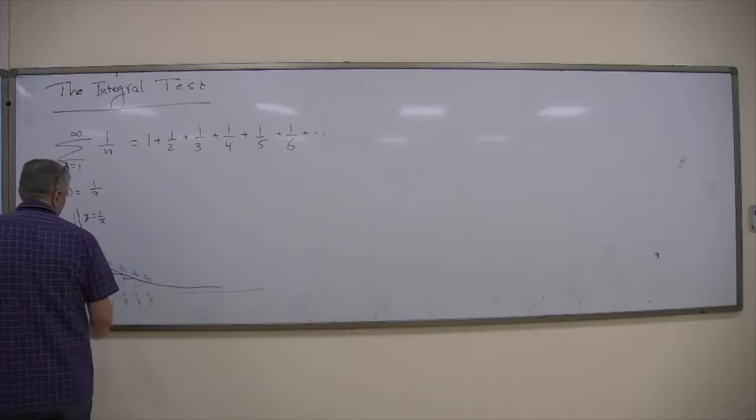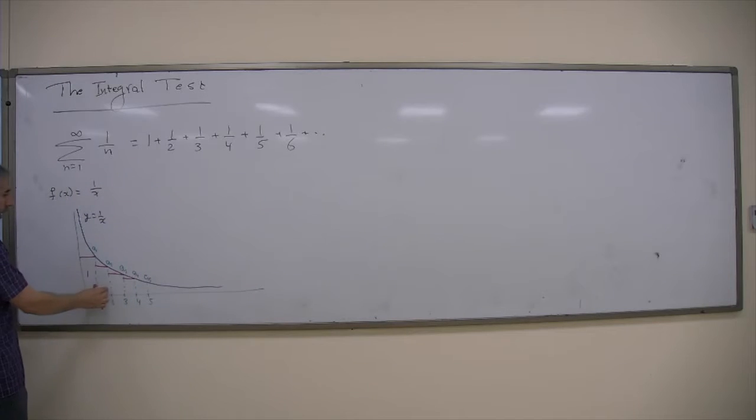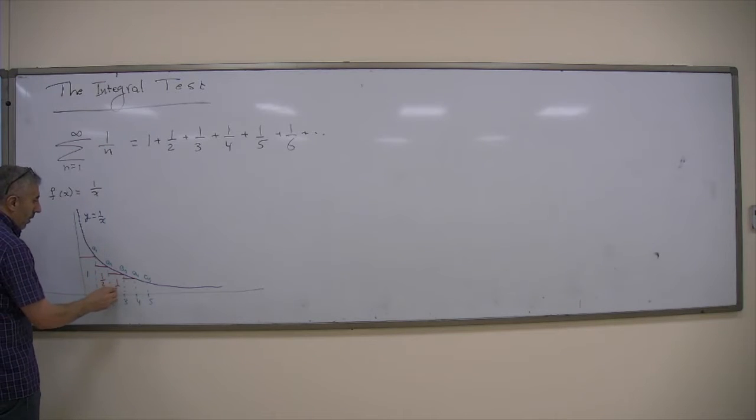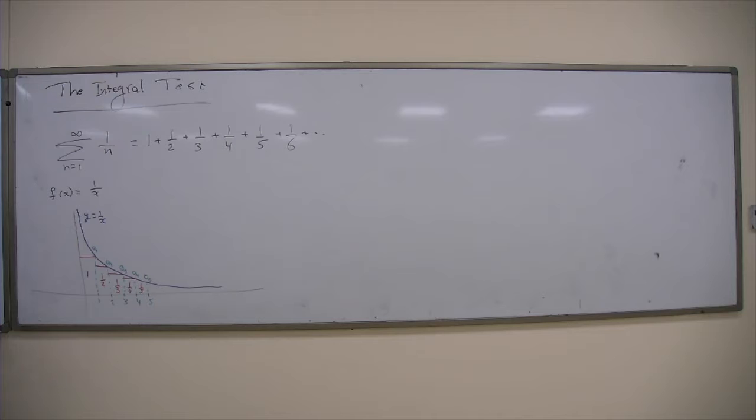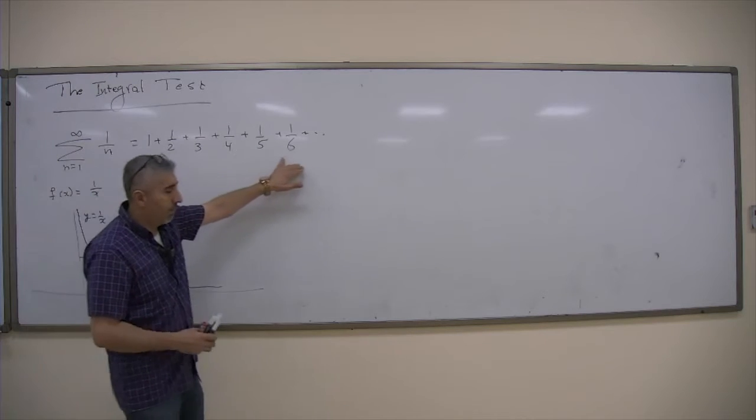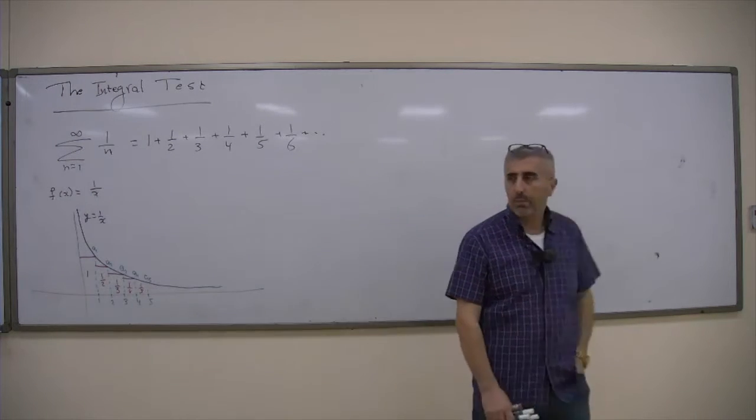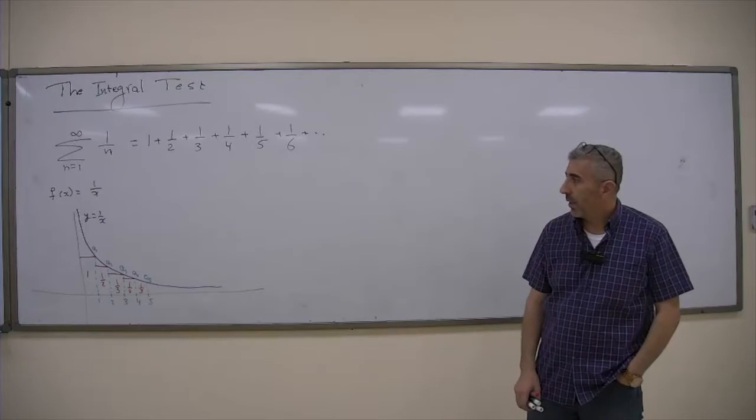So here, the area of this rectangle is 1 times the height. The height is 1/2, so this is 1/2 unit. This is 1/3. This is 1/4. This is 1/5, and so on and so forth. So if you add the total area of all those rectangles, it is like you are adding the terms of this series here, correct?